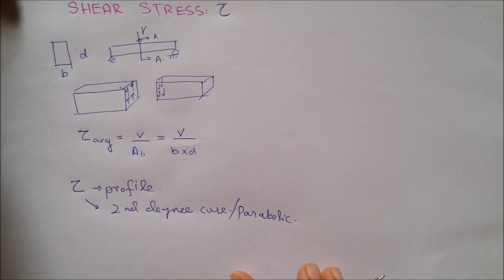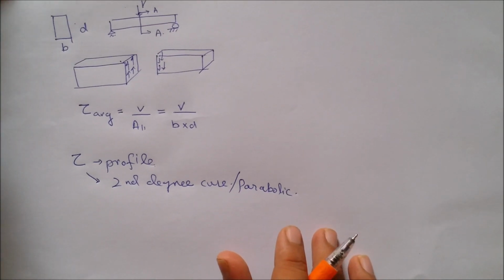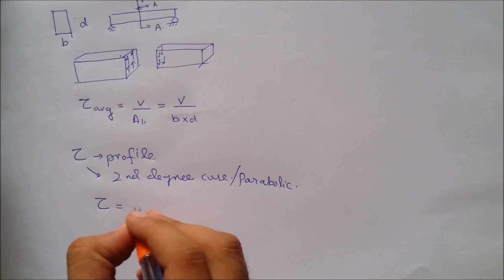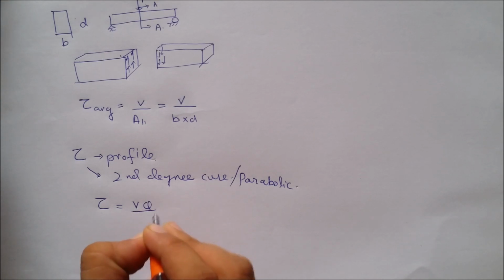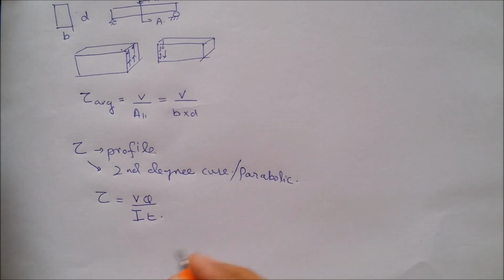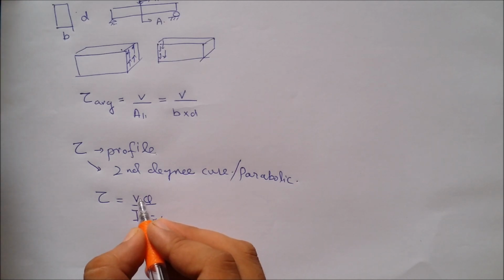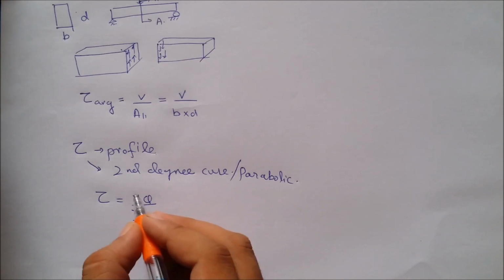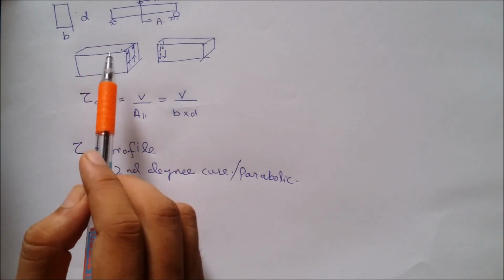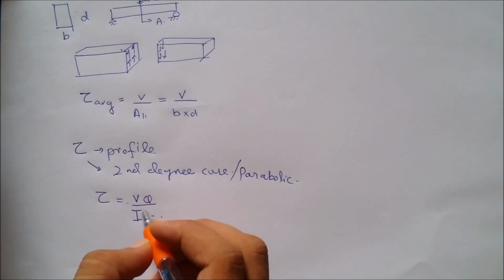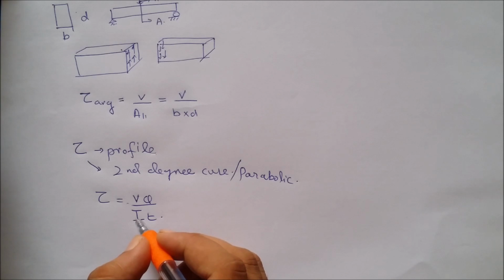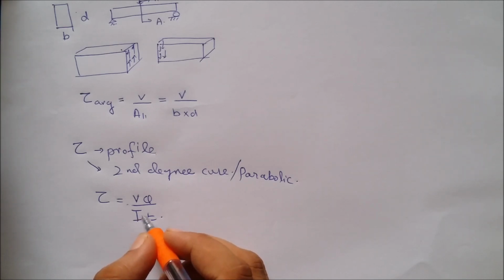The formula to calculate shear stress profile is tau equals VQ over IT. In this formula, we say that V is constant for a cross section. V is the shear force obtained from the shear force diagram we draw for the given beam or any other member. I is the moment of inertia perpendicular to the force axis.